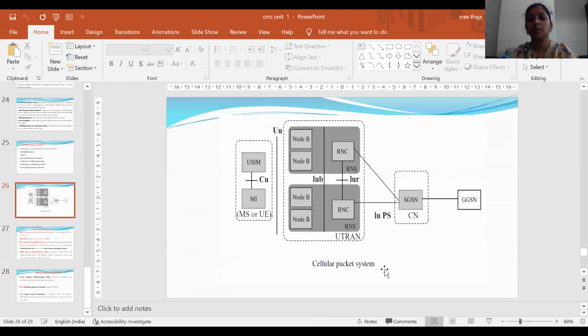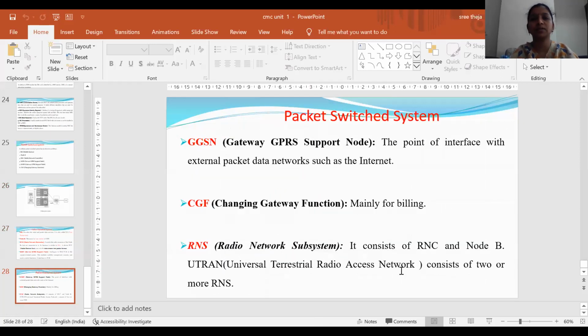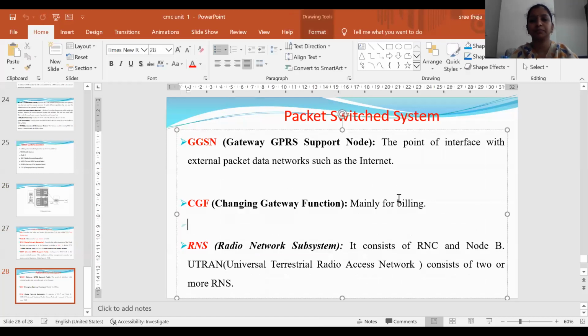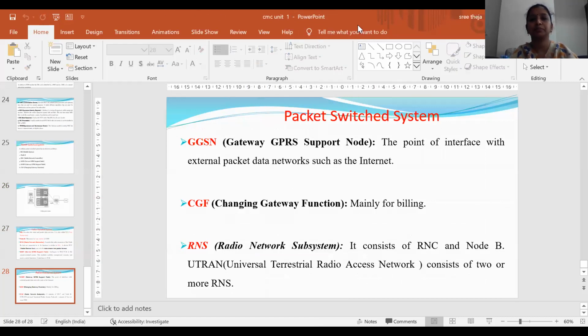This is the total of all the blocks we have explained in the system. So with this, the lecture is over.